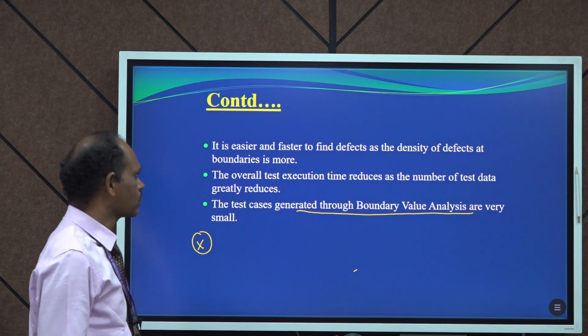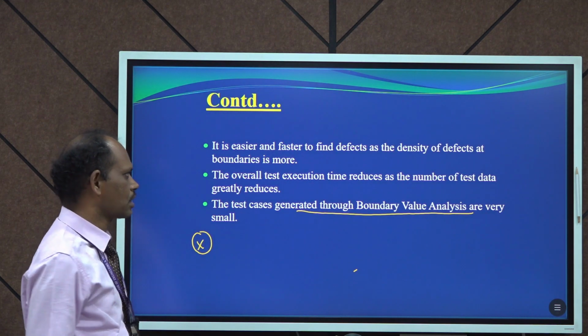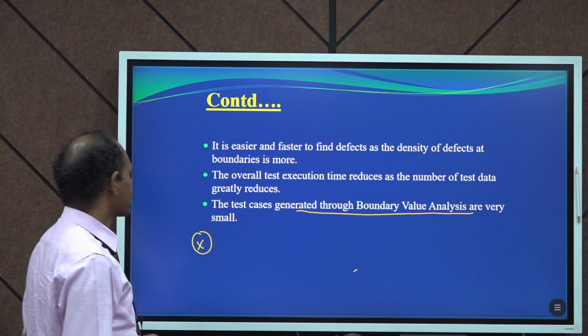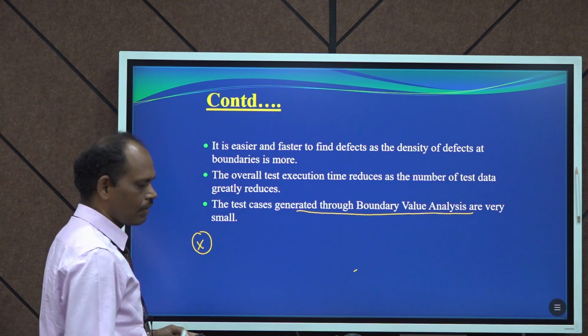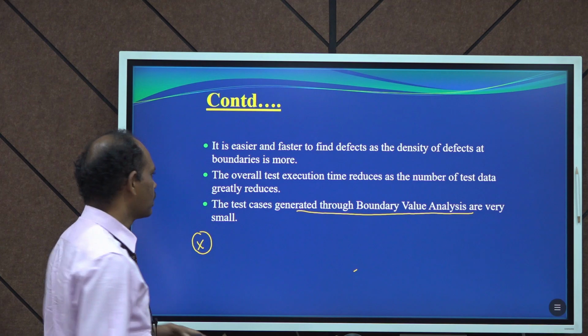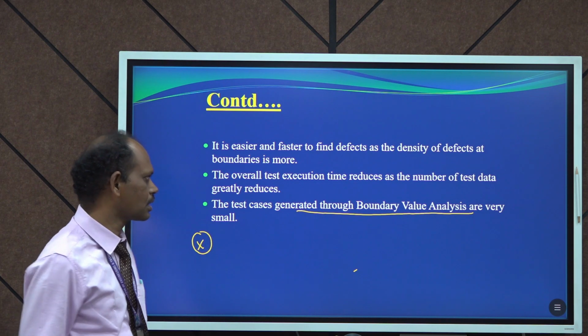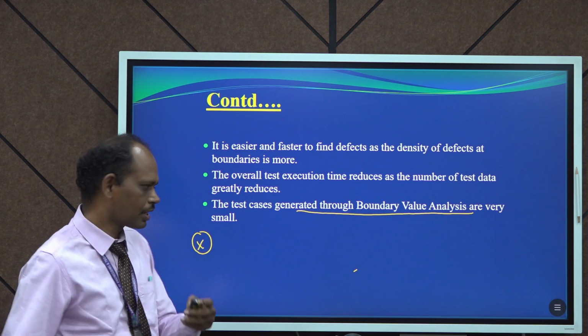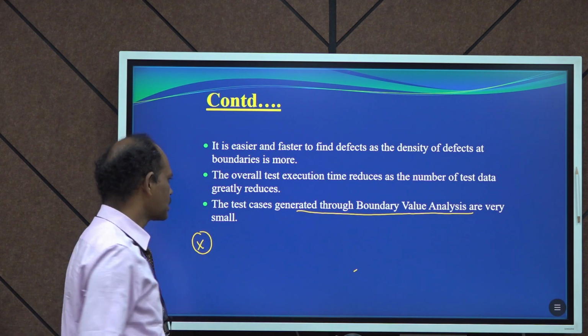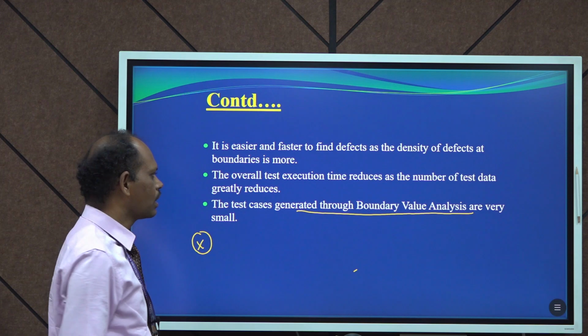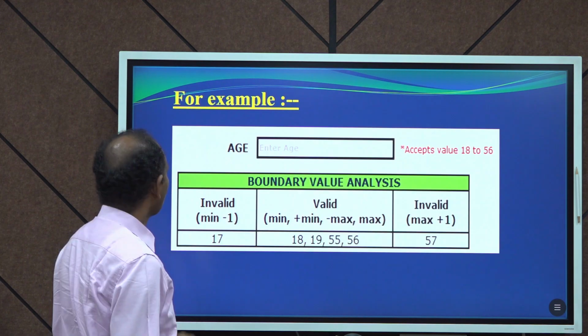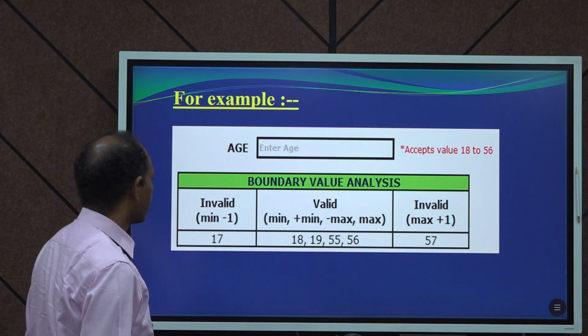It is easier as well as faster to find defects, as the density of defects at boundaries is higher. We identify the defects in a much faster way, and overall test execution time reduces as the amount of test data greatly reduces. Also, the test cases generated during boundary value analysis are very few. Okay, this is an example for boundary value analysis.